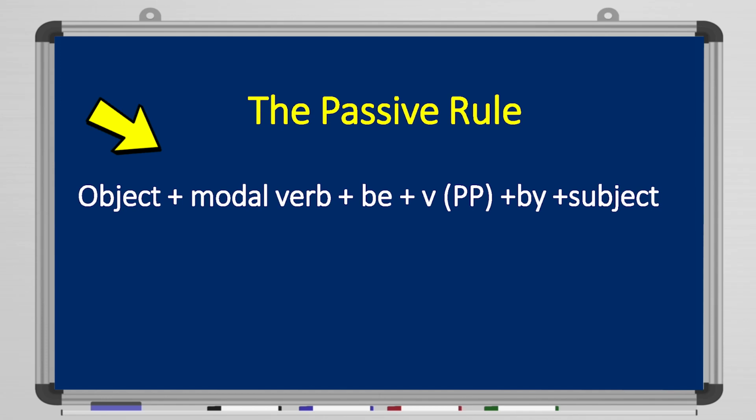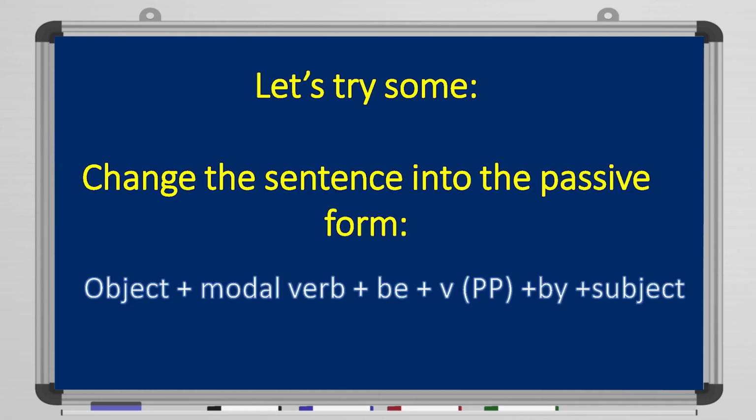Here is our summary of our passive rule. Object plus modal verb plus the verb to be plus what? What do you think? Plus the verb in which tense? In the past participle plus by plus subject. And now it's time to try some examples. I want you to change the following sentences into passive form using the following rule. Object plus modal verb plus be plus the verb in the past participle plus by plus subject.